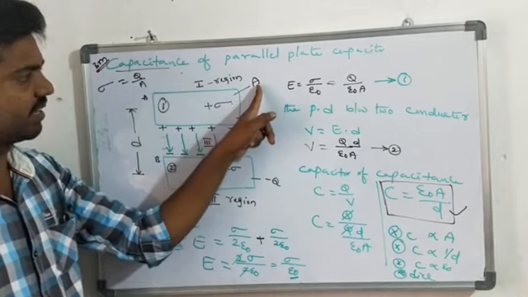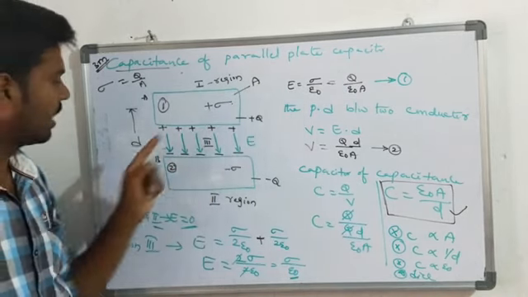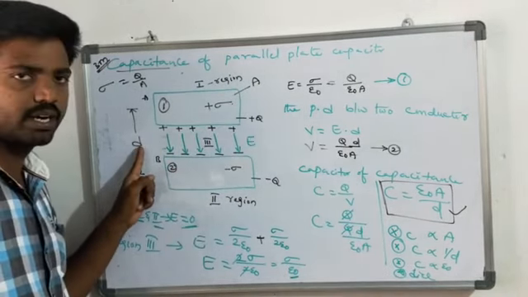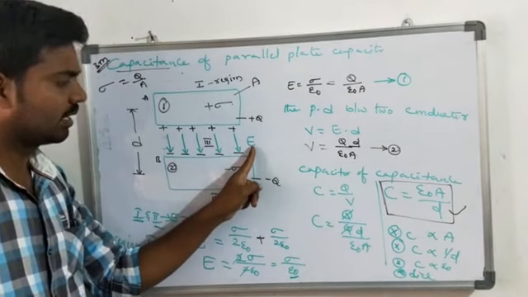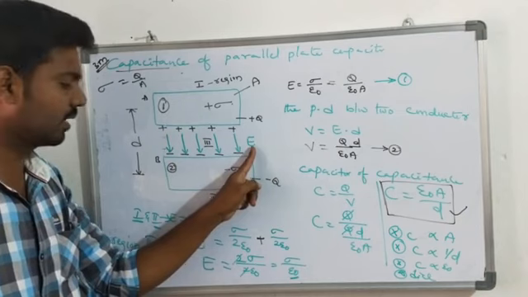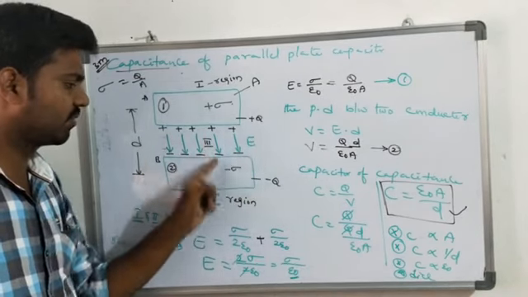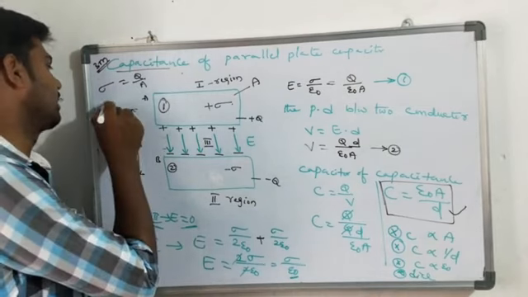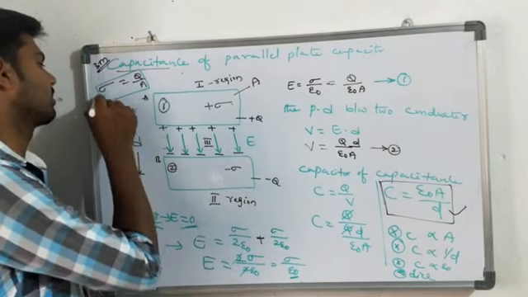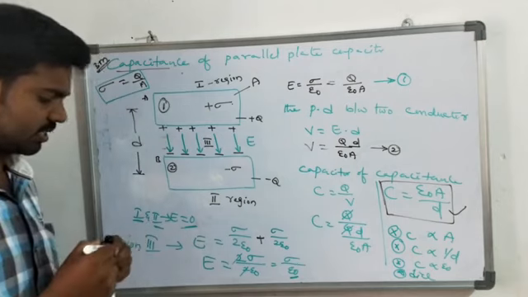The area of each conductor is A and the separation distance between the two conductors is D, where E is called the electric field between the two conductors, and V is called the potential difference between the two conductors. Let sigma be the surface charge density.